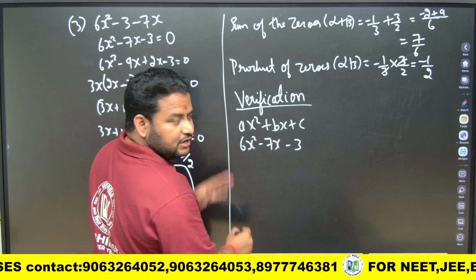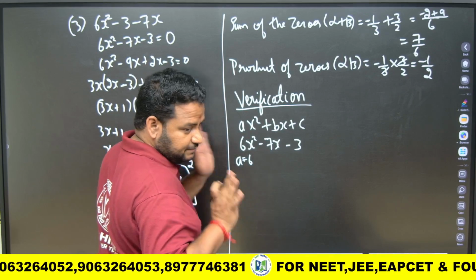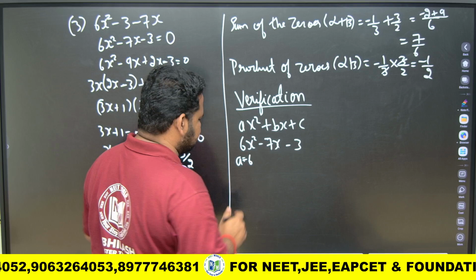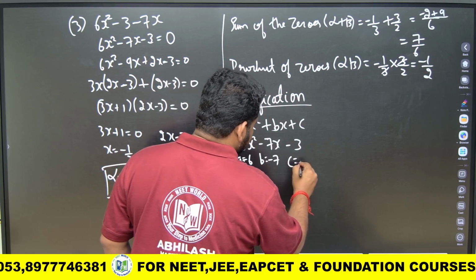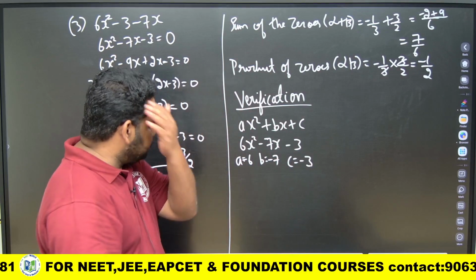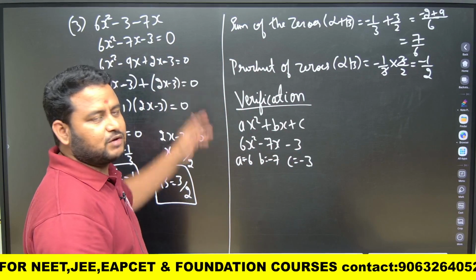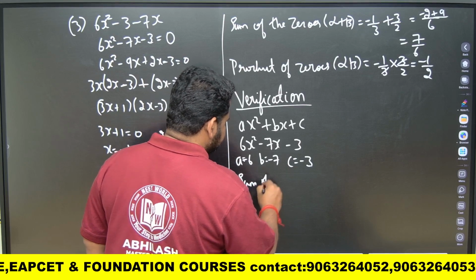If I compare, a will be equal to 6. Please write down these steps, don't skip any step because marks are there for each and every step. a = 6, b = −7 and c = −3. This is what we have. Now, we should find out using the formula method. Sum of the zeros is nothing but −b/a.